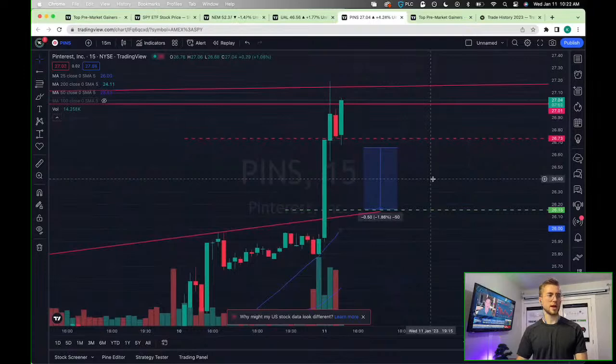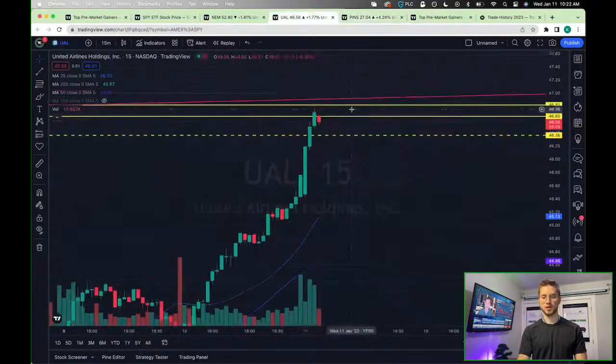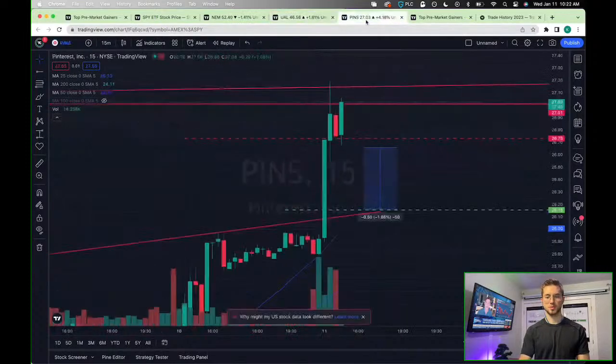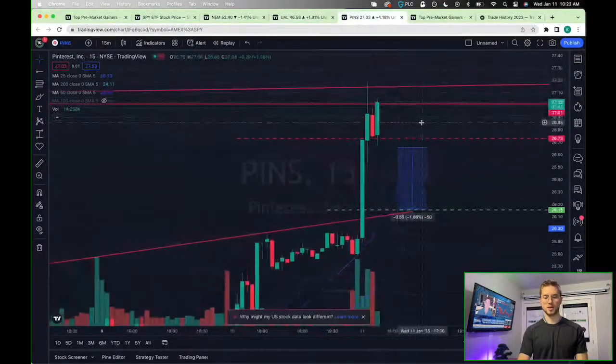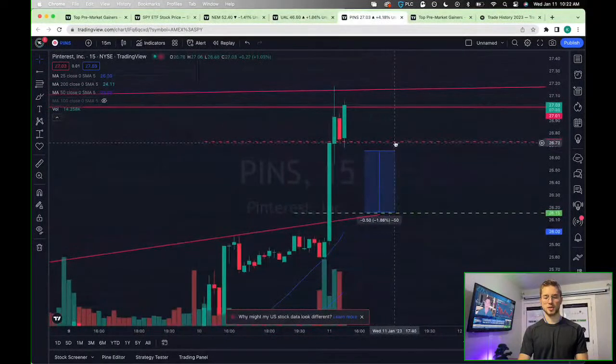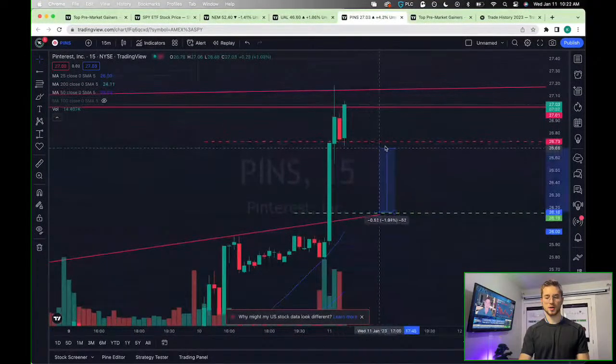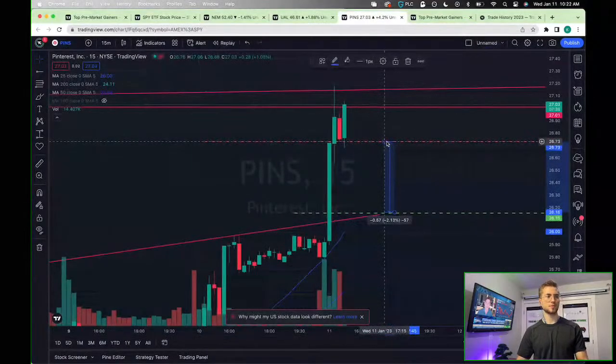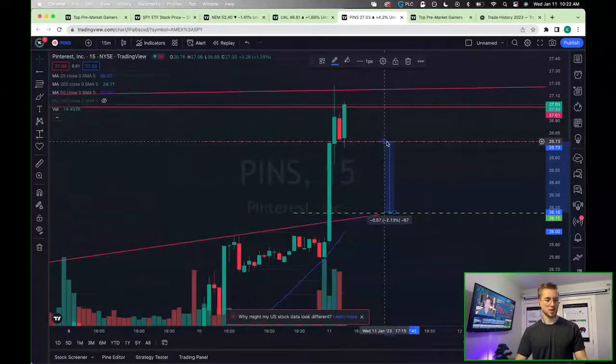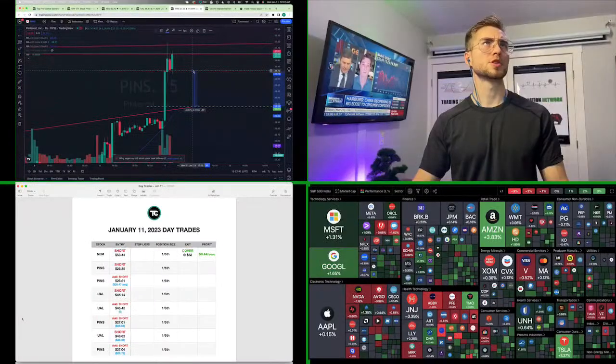26.73 is the average. Pinterest is just hovering, but we did get a 10-minute topping tail, a little bit of a potential reversal signal. Nothing's guaranteed, but we're sitting at 26.73 on Pinterest. The spiders are still trying to push up.